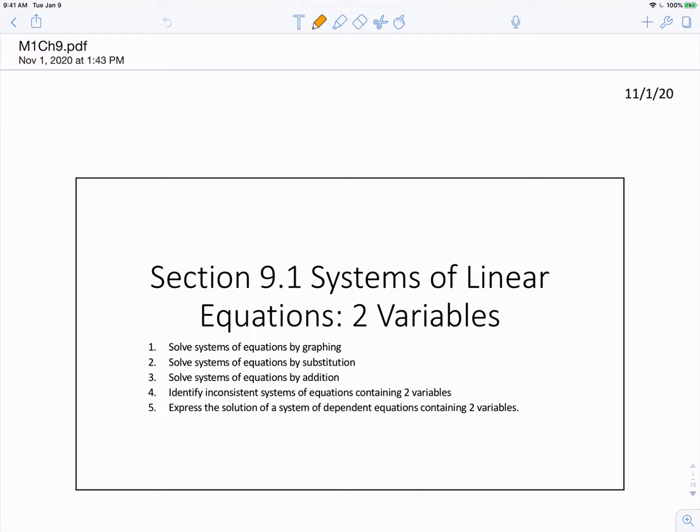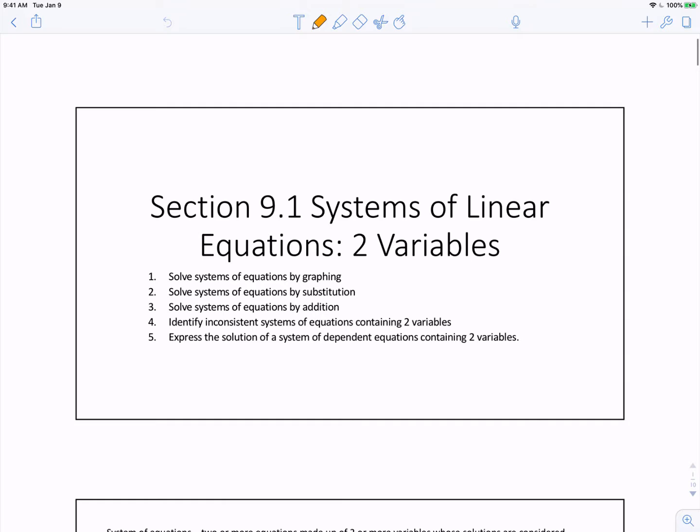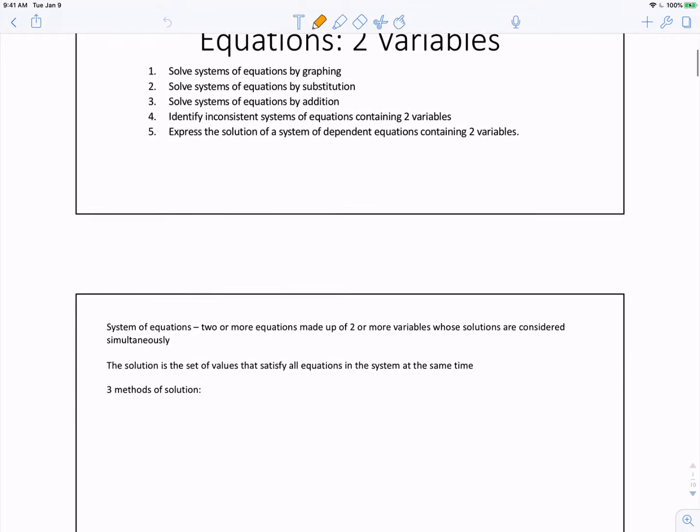Section 9.1, Systems of Linear Equations with Two Variables. In this section, we'll solve systems of equations by graphing, by substitution, and by addition. We'll identify inconsistent systems of equations, and we'll express a solution of a system of dependent equations containing two variables.